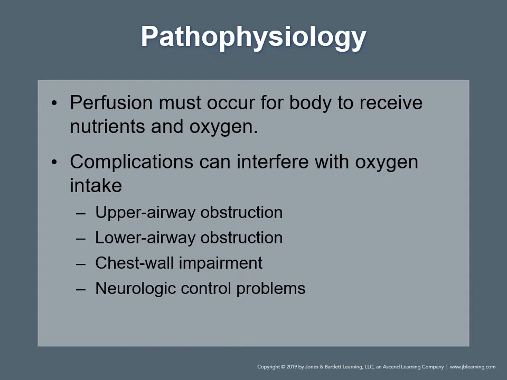Chest wall impairment is caused by trauma, hemothorax, pneumothorax, empyema, which is a pleural effusion, a pleural inflammation, and neuromuscular disease such as multiple sclerosis and muscular dystrophy. Neurologic control problems are caused by brainstem malfunction from the central nervous system, depressant drugs, stroke or other medical neurological conditions, trauma, and neuromuscular disease.